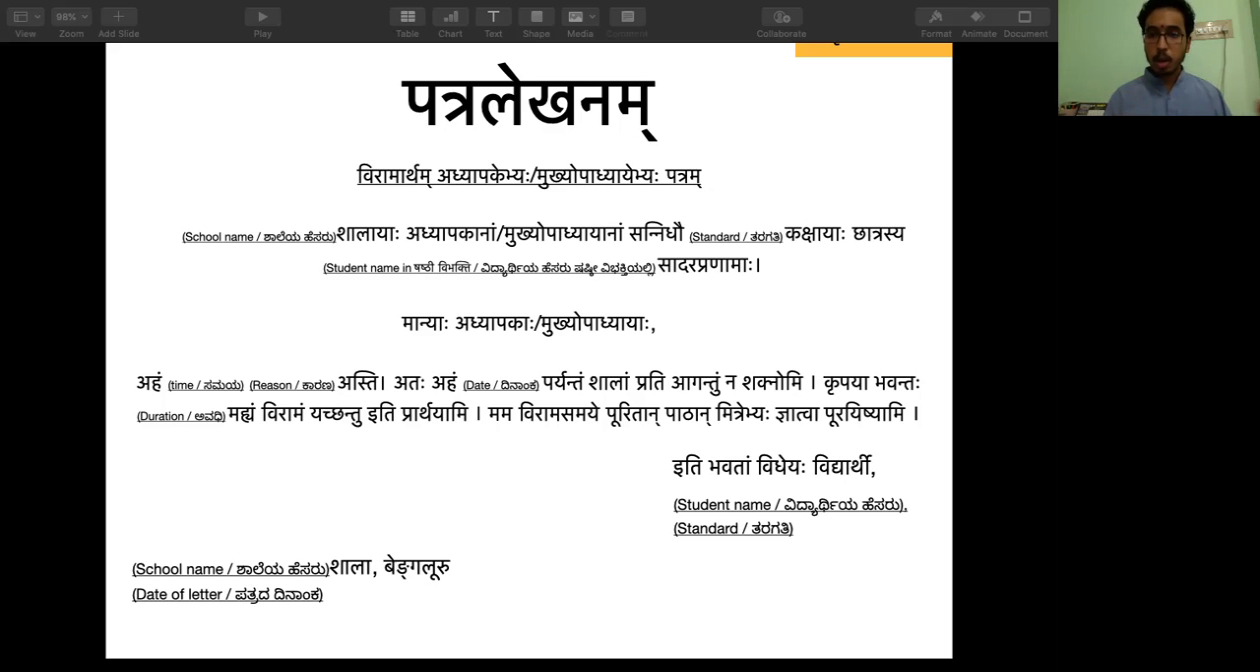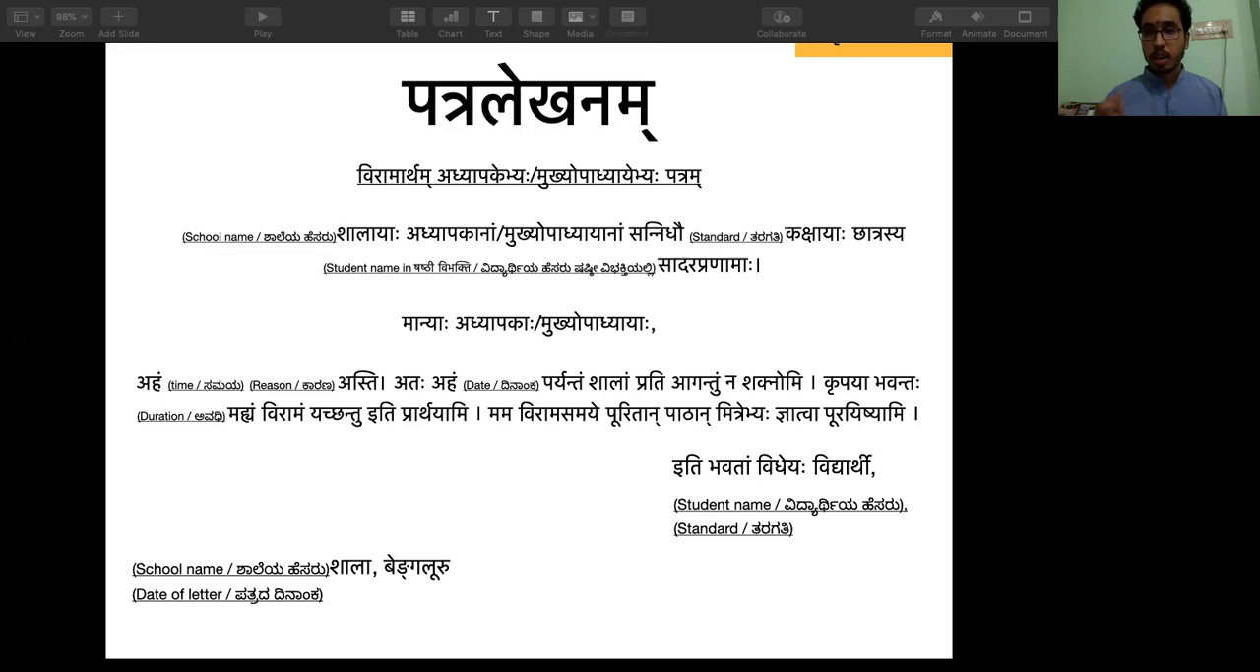After that, below that, on the left hand side, so again, make sure that you're writing it in the same order. If something is on the right, keep it to the right. If something is on the left, keep it to the left. So after writing your name and your class, on the right side, again write your shala, the school name, comma, the place. Here I've written Bengaluru. You can write Mysuru, Dharwad, whatever you want. Below that, the date of your letter.